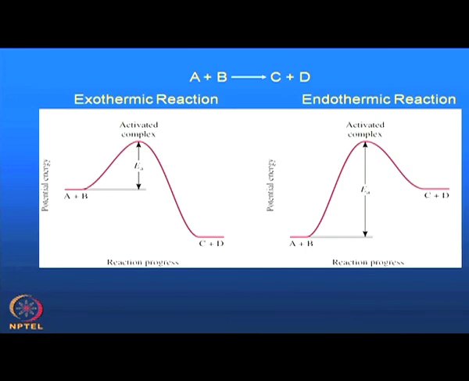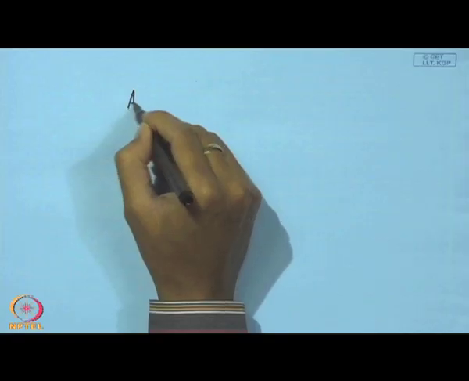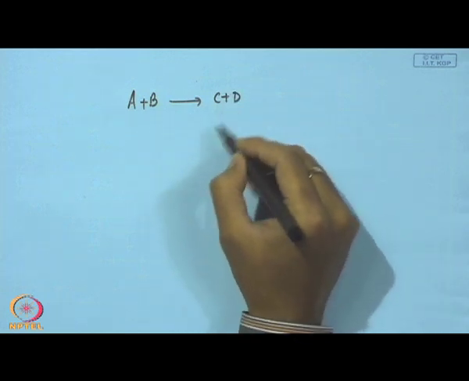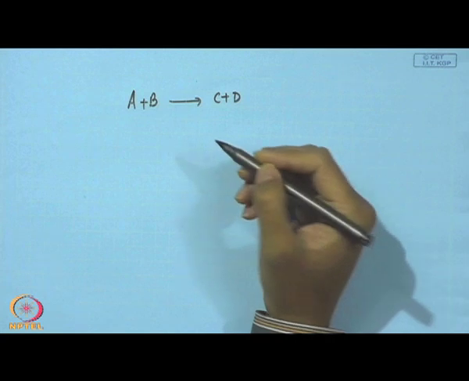Now, let us look at this diagram. The first diagram is for the exothermic process and the second diagram is for the endothermic process. Exothermic process means the process which gives out heat, and endothermic process takes up heat and the system becomes cooled down, and for the exothermic case the system becomes hotter. So, basically you are starting from A plus B and ending at C plus D. The process may be exothermic, the process may be endothermic.